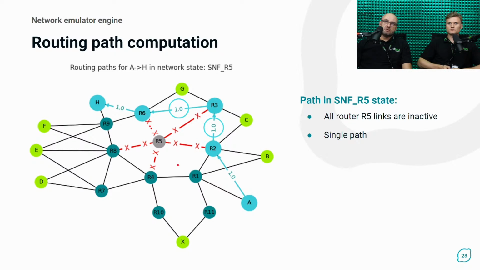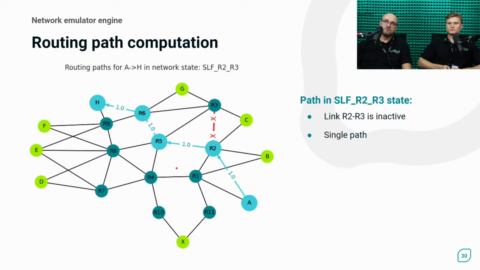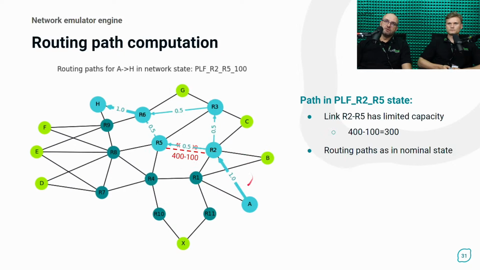So in some situations, when there is not enough capacity, they may cause overload here and here. Similarly, for another failure, we can see how the routing changes for a link failure. And for a partial link failure, the routing is the same as in the nominal state, but during the failure we can use only part of the capacity here. In the nominal state this is 400. If one interface has failed, for instance, we can use 300.